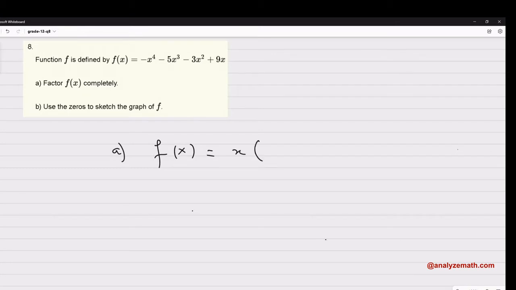So f(x) is equal to x, and then inside: negative x^3 minus 5x^2 minus 3x plus 9. Okay, good. So now what we need to do is to factor this polynomial here.